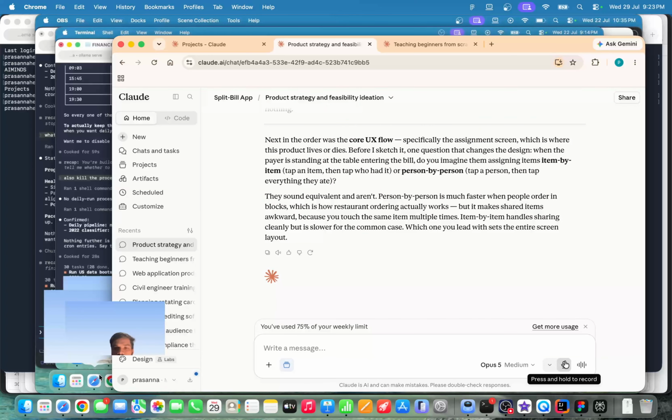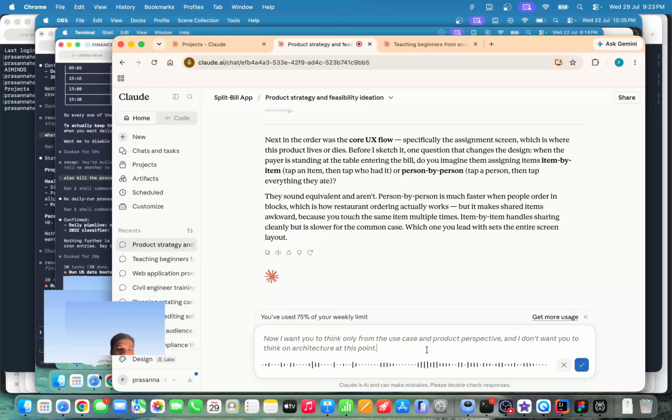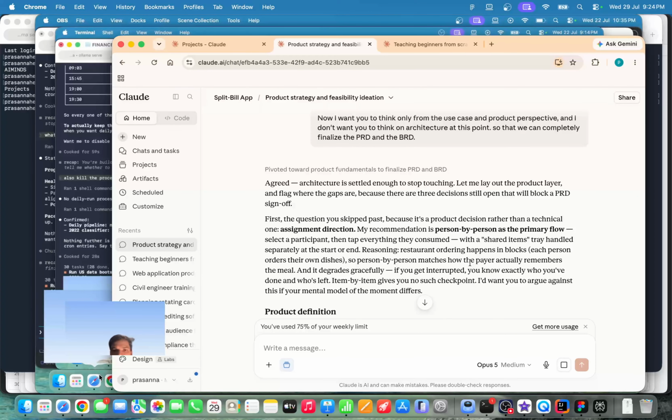Now I will go and tell it that architecture is something that will be thought of later. Now, I want you to think only from the use case and product perspective, and I don't want you to think about architecture at this point, so that we can completely finalize the PRD and the BRD. We will revisit the architecture, but before that, let us get to the documents. And it's clearly going into the PRD direction.